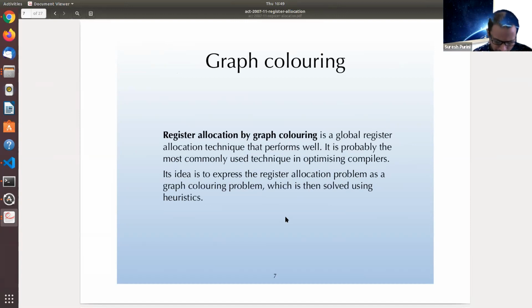One of the very interesting approaches for global register allocation is a technique called graph coloring. What we do is we take the register allocation problem and we construct what is called an interference graph for that problem. Then we try to do a coloring of the associated interference graph, and from that coloring we can come up with a register assignment to the variables in the program. So the register allocation problem gets reduced to the graph coloring problem.